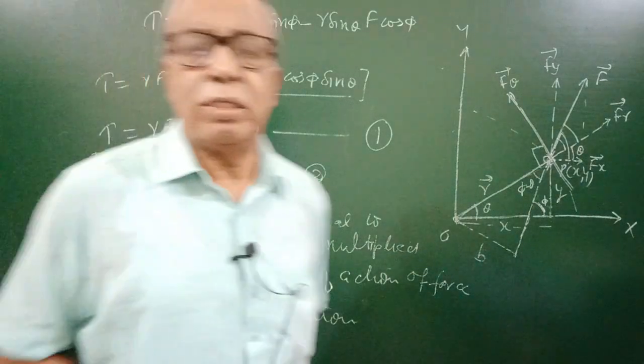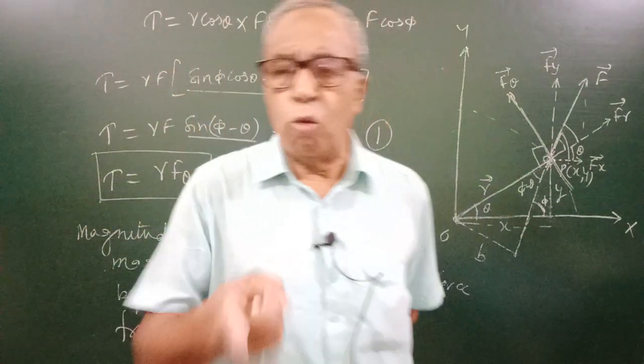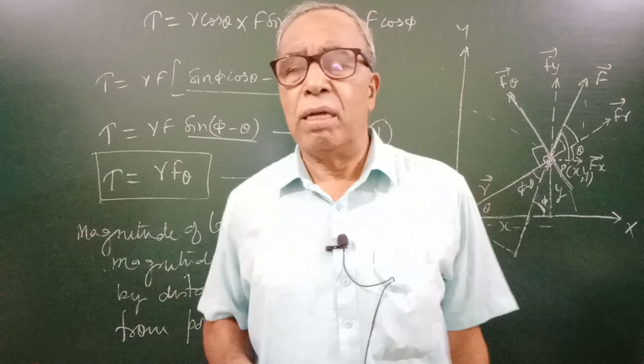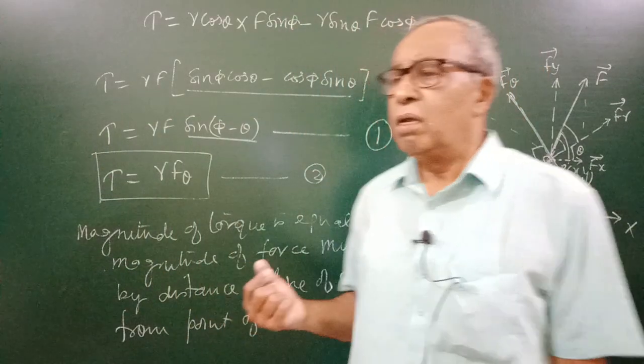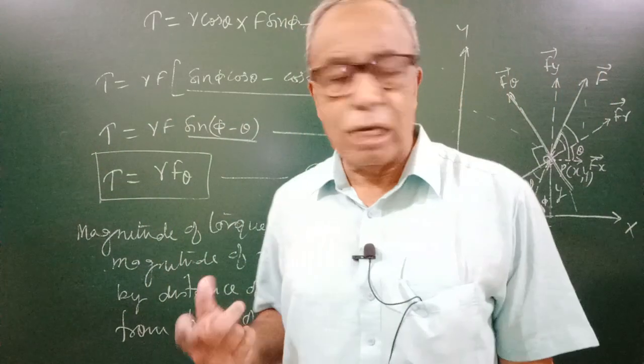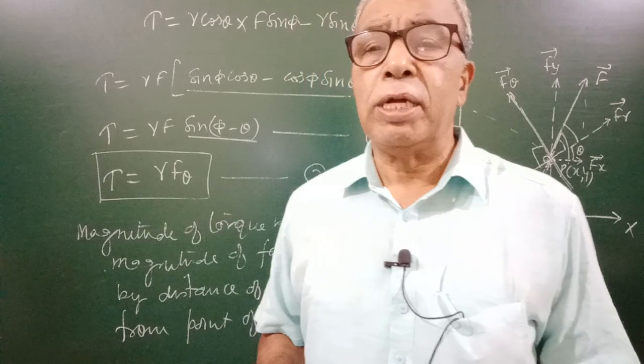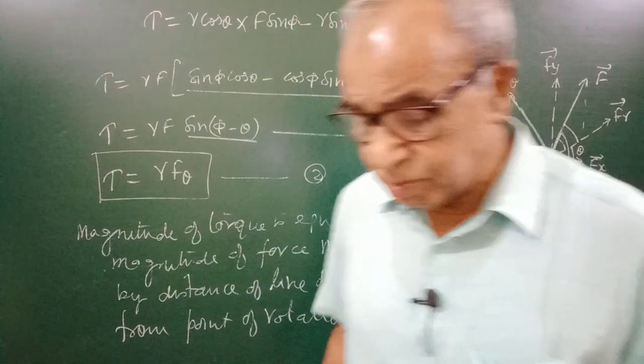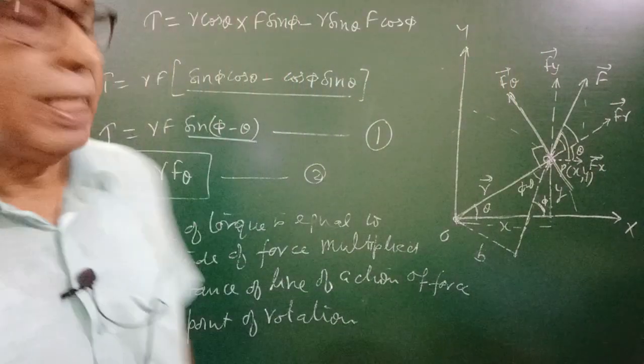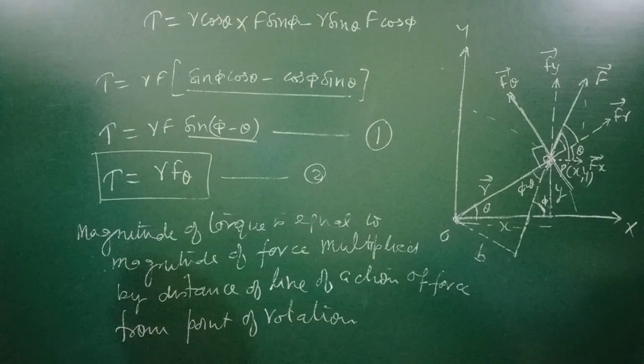A wheel always rotates about a common point, and if we imagine a line passing through that point about which it rotates, that is called the axis of rotation. That is called axial rotation.